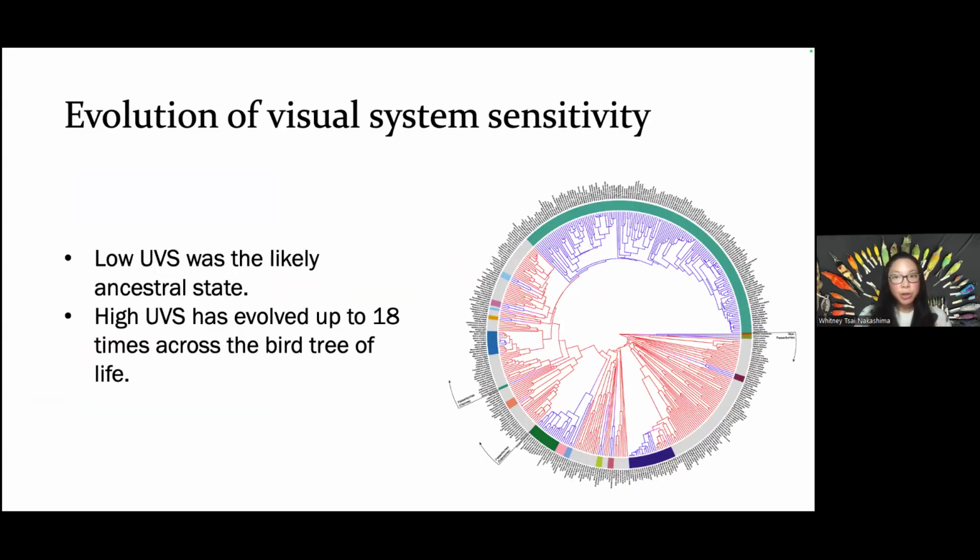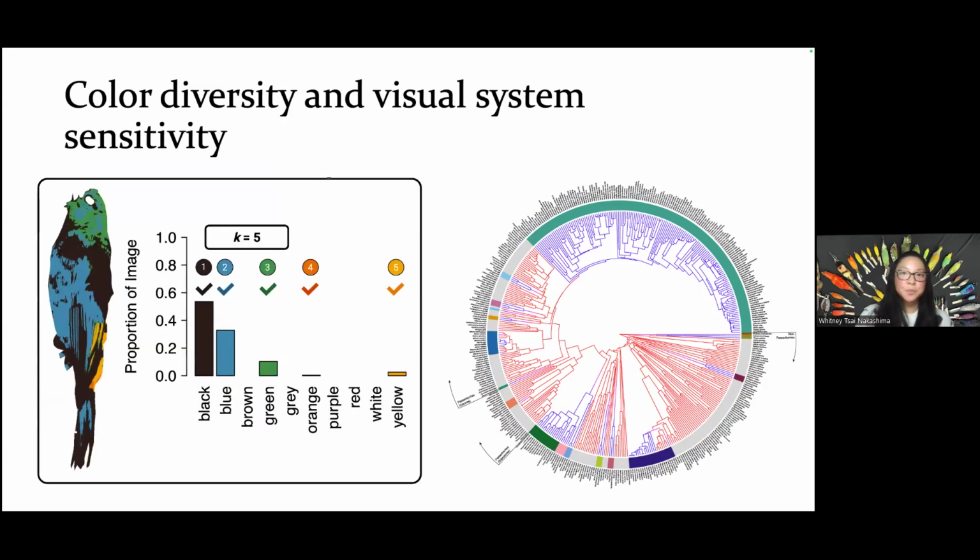And so, in summary, we found that a low UVS visual system was likely the ancestral visual system in all birds, and that a high UVS visual system has evolved up to 18 times across the bird tree of life. We also found some expected results, like a low UVS visual system in raptors, a high UVS visual system in passerides, and also some intriguing results that warrant further investigation, like a low UVS visual system in hummingbirds and high UVS systems in gulls and parrots.